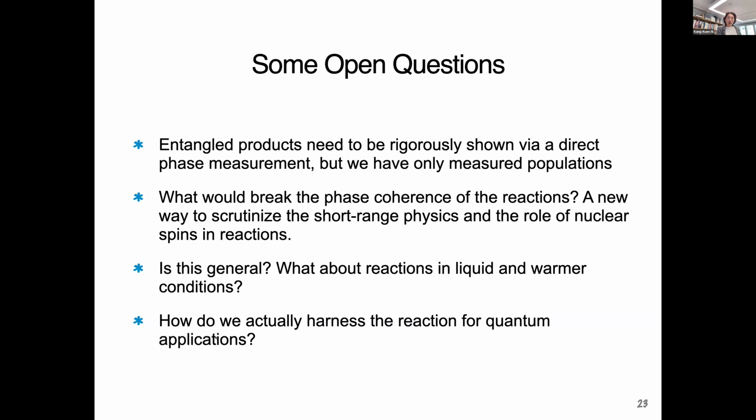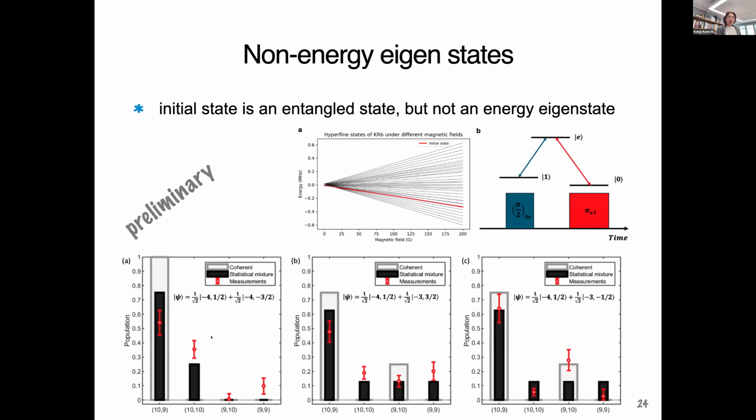So let me just say that it turns out our finding was, if we change the initial superposition state so it is no longer an energy eigenstate, we actually don't see a clear coherent or statistical mixture prediction outcome. So it certainly is not general. So there's certainly something that could break the phase, and we're trying to figure out why.